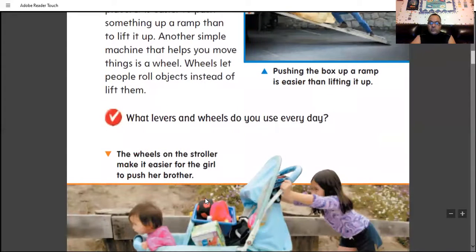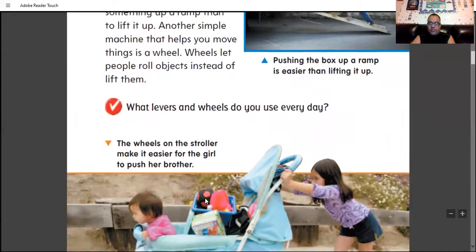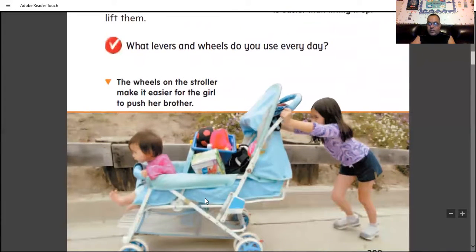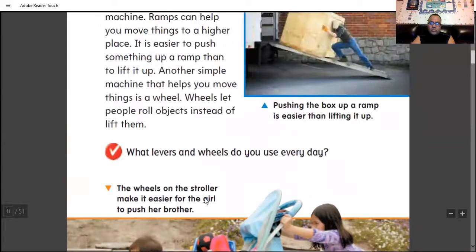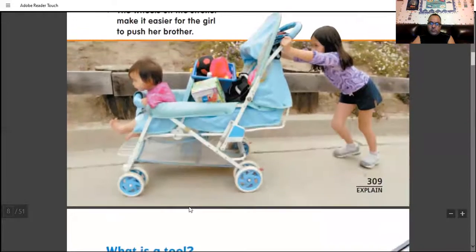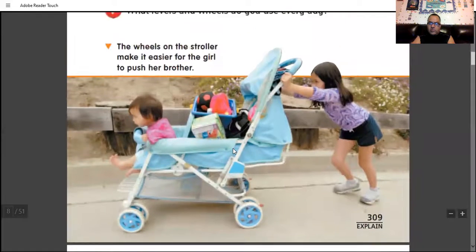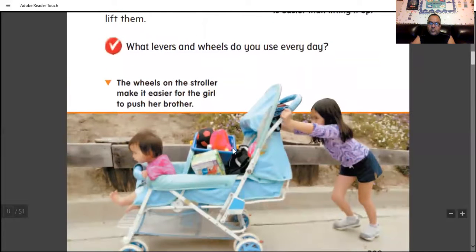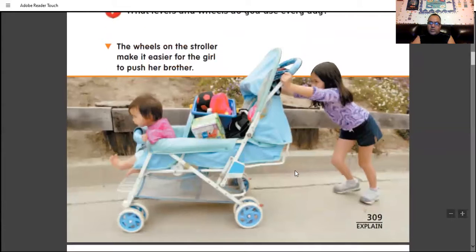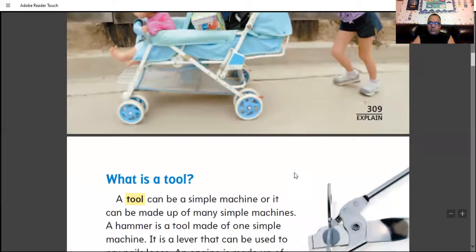What levers and wheels do you use every day? Think about it. What wheels do you use every day? Well, the wheels on the stroller make it easier for the girl to push her brother. Imagine not having any wheels on that stroller. That wouldn't be very good.